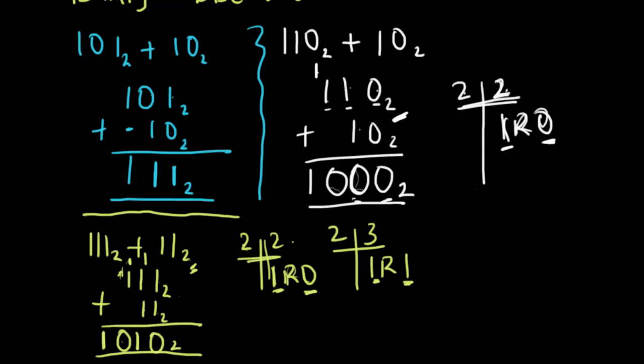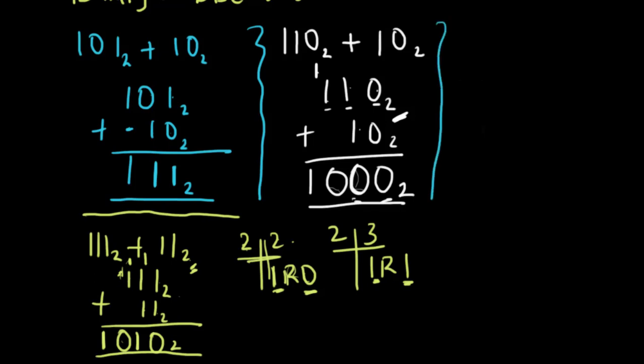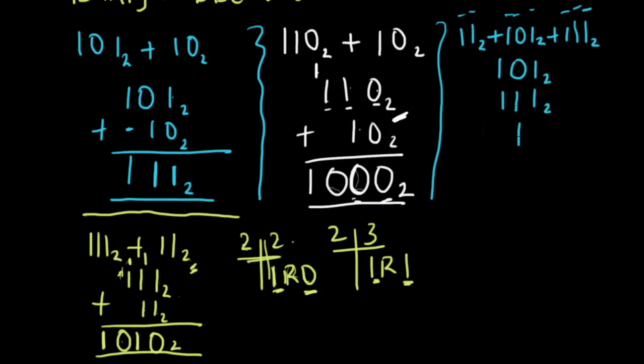Let's take another example. So I have 11 in base 2 plus 101 in base 2 plus 111 in base 2. We've got 3 numbers. Now we are going to write the ones with 3 digits first before we write the one with 2 digits. Do you understand? So we have 101 base 2, 111 base 2, then we write 11 base 2.